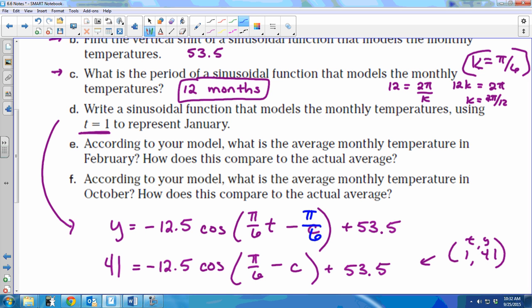And it says, how does that compare to the actual average? So you just compare the two numbers. And F is the same thing, just for October. So you put t equals 10 into the equation and then compare. I will not waste your time with that though. Questions about these examples?